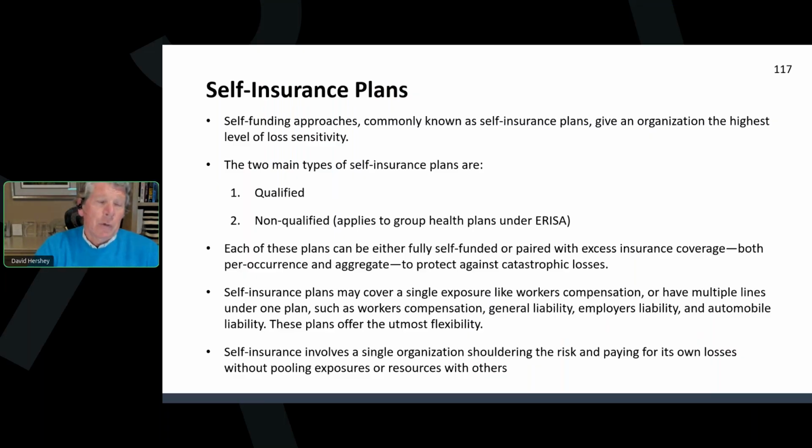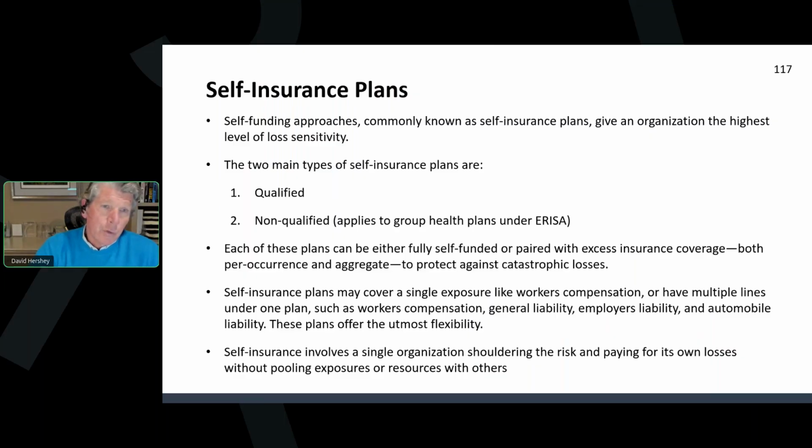I've had heroin addicts. I've had attempted murders. I have had family disputes. You name it, I have seen it through a workers' compensation program. Can't even begin to tell you all of that.